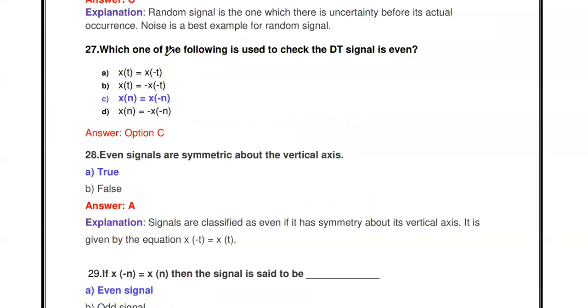Then the next one: which one of the following is used to check whether a discrete time signal is even? This is the fourth classification, even and odd signal. First we discussed periodic and non-periodic, then energy and power, then deterministic and random, and the fourth is even and odd. Even means symmetric signal. The condition to check whether a discrete time signal is even is x of n equal to x of minus n. If a signal satisfies this condition, it is even. Here x of minus n means the folded signal. If the original signal and the folded version have equal values, it is an even signal.